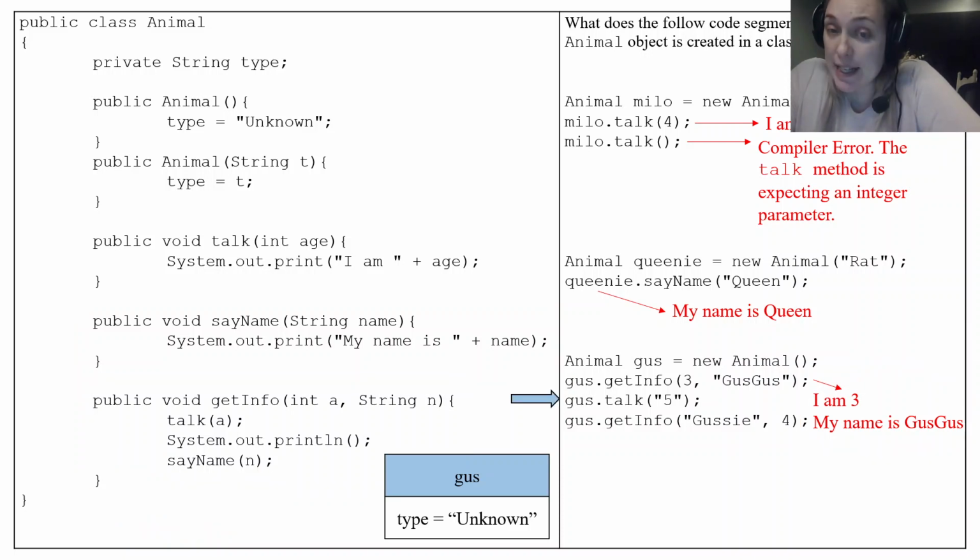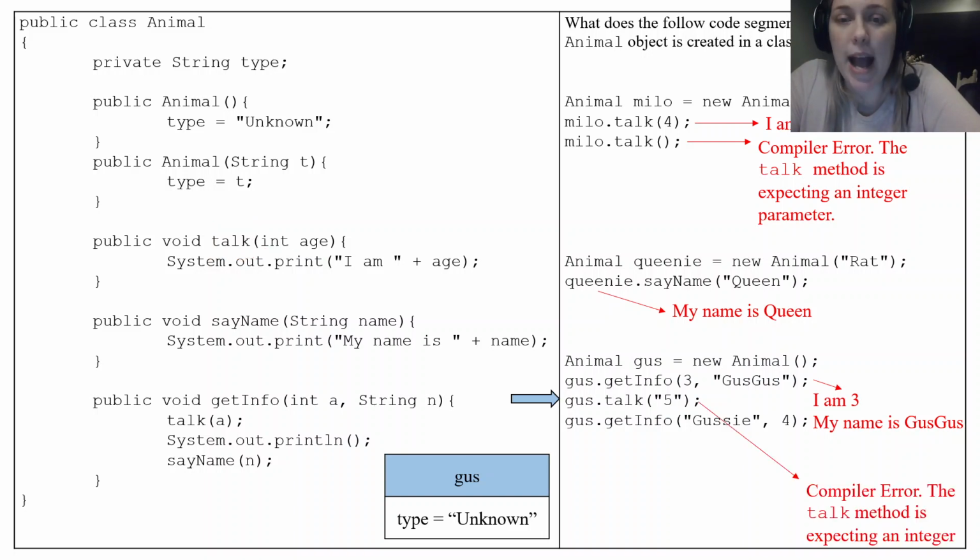I'm going to move to the next line. Gus.talk(5). It's getting a little crazy here. So the talk method here is what I would go to, and it's expecting an integer. Do I give it an integer? No. I give it a string because it's in quotations. So what happens? Well, you'll actually get a compiler error with that line of code. The talk method is expecting an integer, and if it doesn't get an integer, it's going to have a compiler error. So that line of code is not valid.